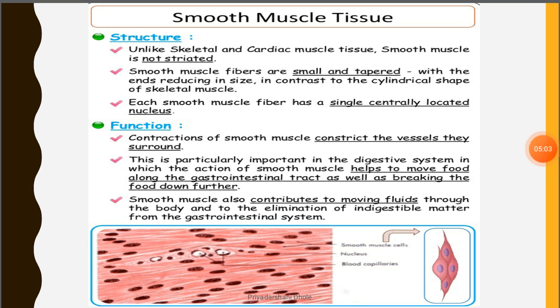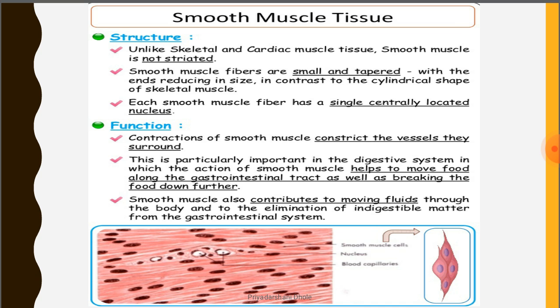Unlike skeletal and cardiac muscle tissue, smooth muscle is not striated, therefore it is called smooth muscle. Smooth muscle fibers are small and tapered at both ends, in contrast to the cylindrical shape of the skeletal muscle. Each smooth muscle fiber has a single, centrally located nucleus.